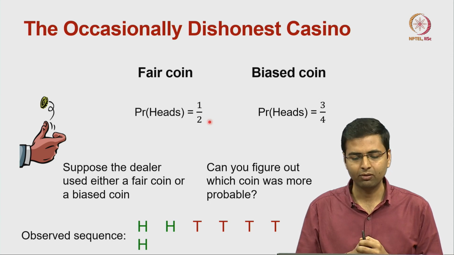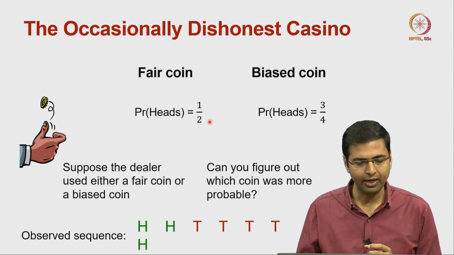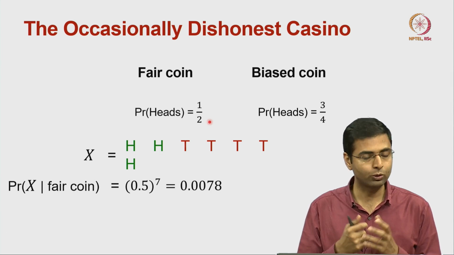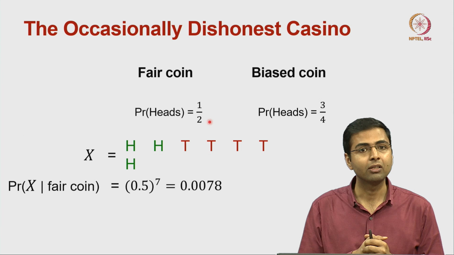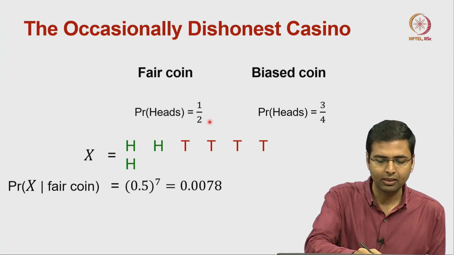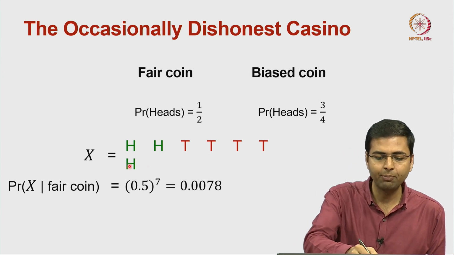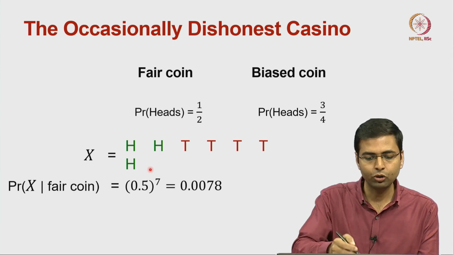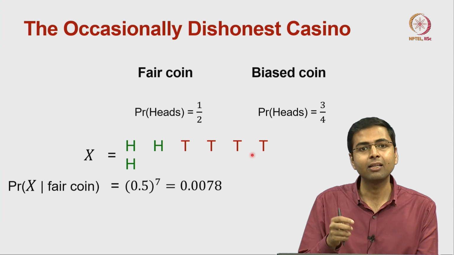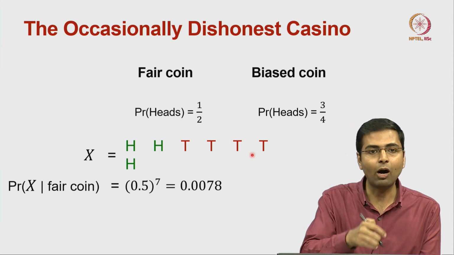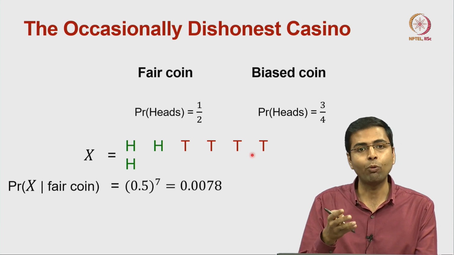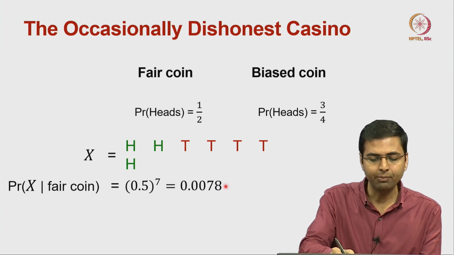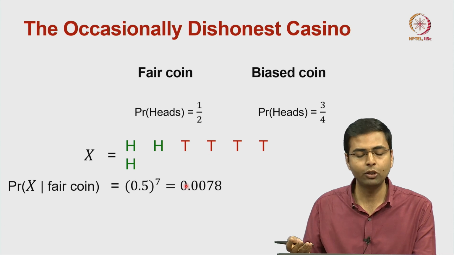To do that we can do a quick calculation. We can find the likelihood of observing the sequence assuming the coin was fair. If the coin was fair, then the probability of observing this sequence will simply be 0.5 raised to power 7, because you have 7 coin tosses and for each outcome of H or T the probability is 0.5. So that is 0.5 raised to power 7, which comes out to be 0.0078.